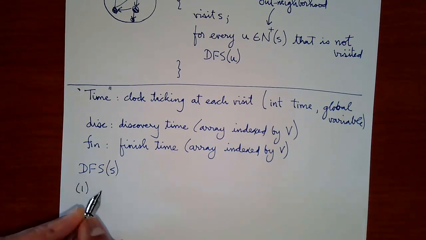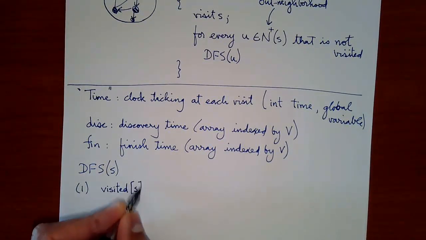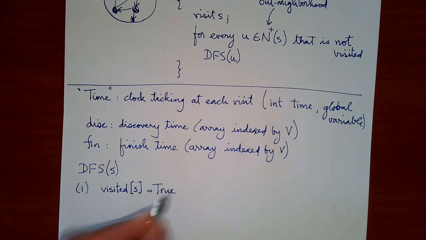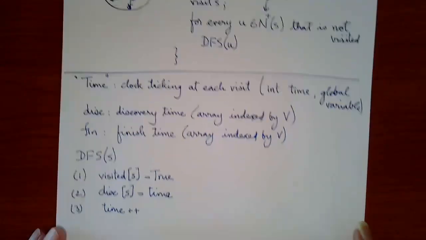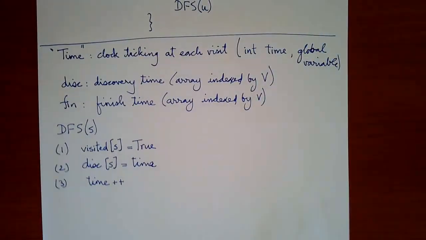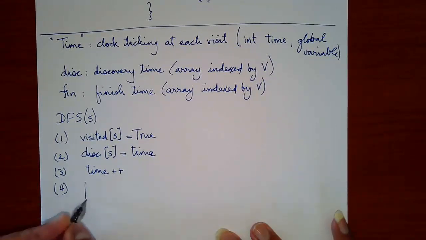So the first step is, we'll say that visited of S is true. Second step is to say that the discovery time of S is the current time, and then we will increment the time. Right? So this is the clock ticking. At every time there is a visit, the clock ticks. And actually we'll see that every time there is also an exit, the clock will tick.